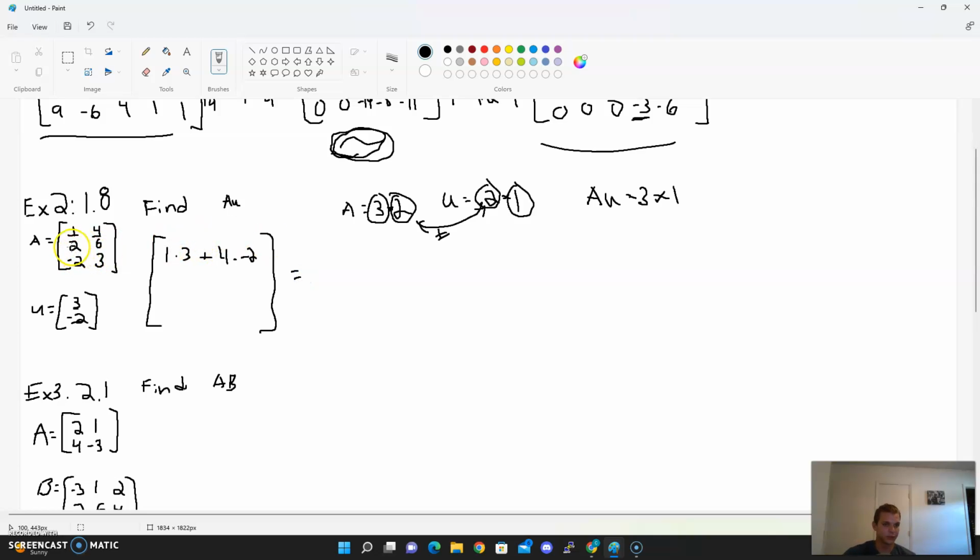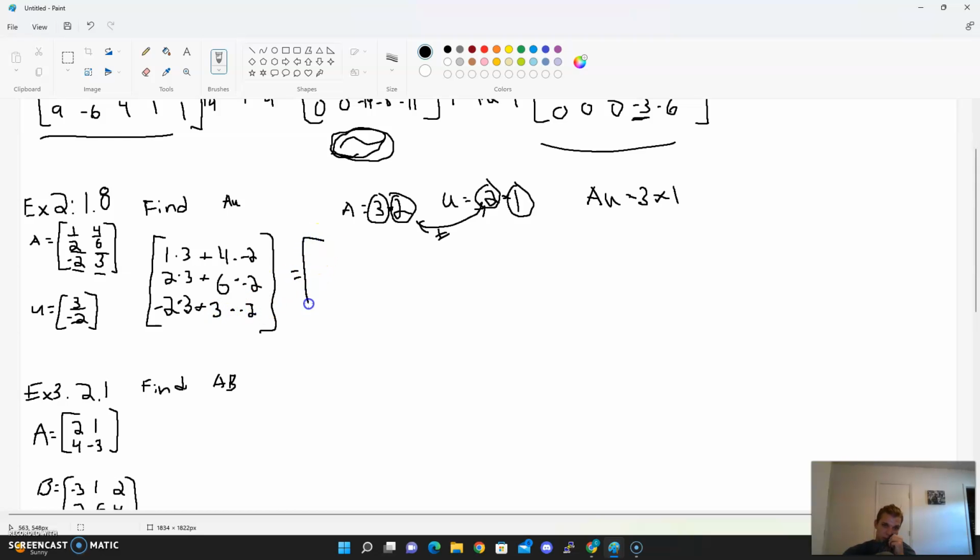So for our second one, it'll be 2 times 6. 2 times 3 plus 6 times negative 2. Taking the second number in the second row and multiplying that by the second row of U. For the third number, we will do the minus 2 times 3 plus this 3 times negative 2.